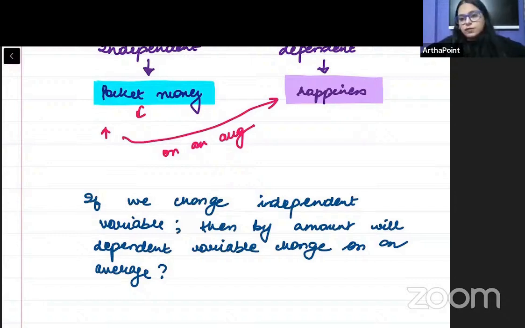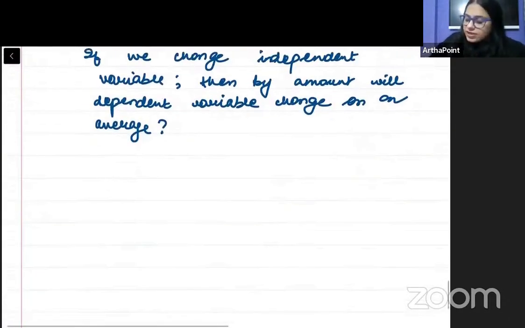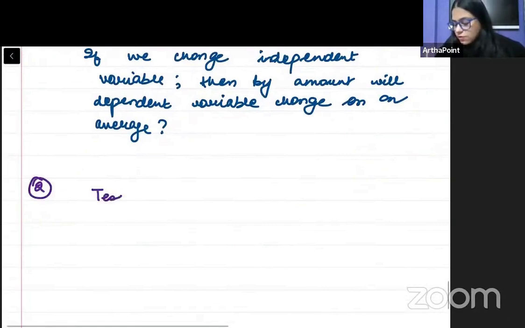Coming to the second objective of regression. The second objective of regression is called as testing of hypothesis.